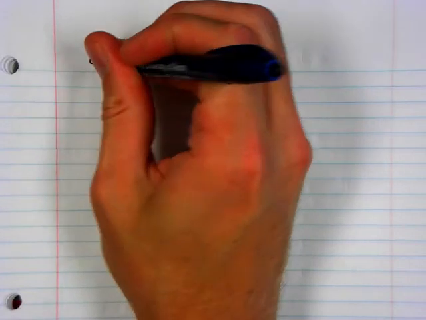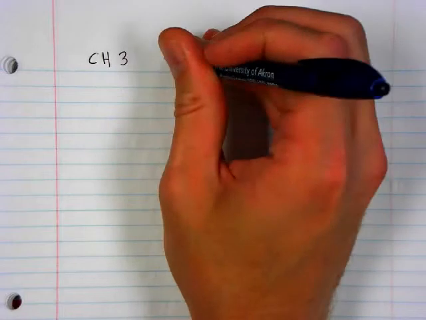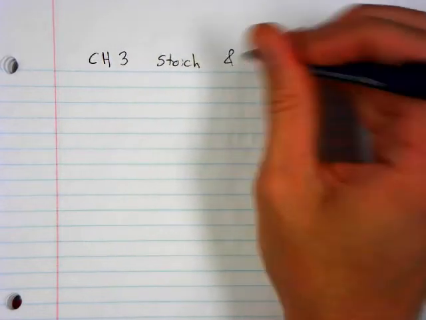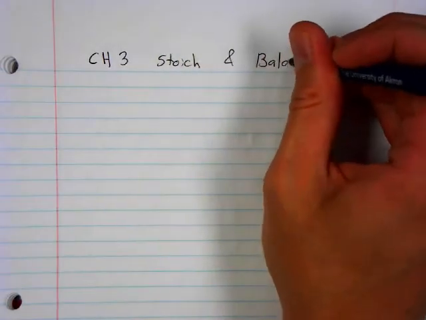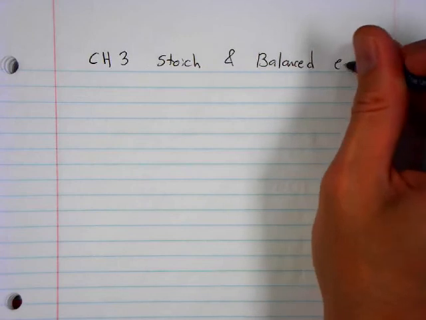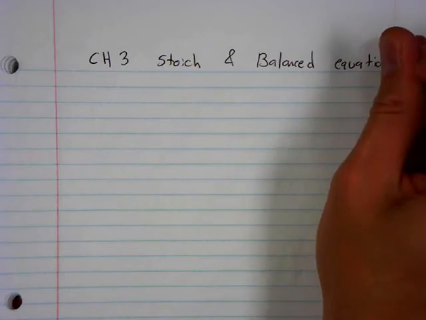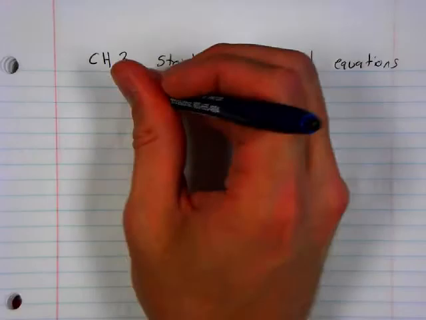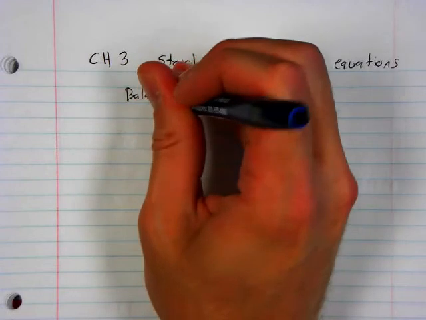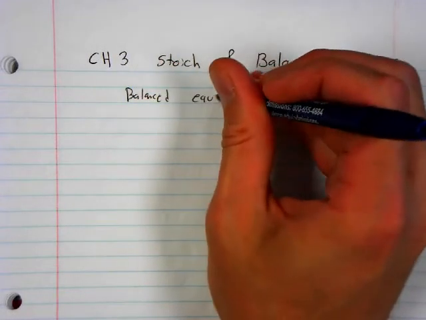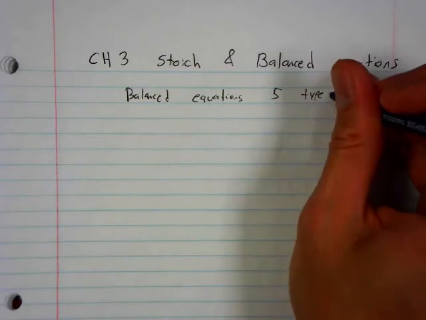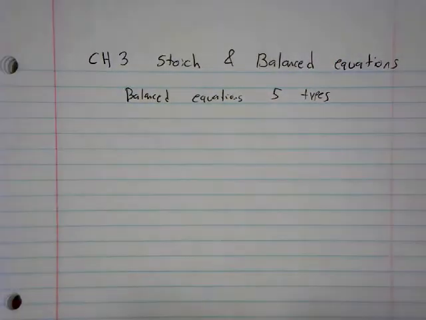This is the first half of chapter 3, which is stoichiometry. We're finally getting to real chemistry and balanced equations. I'm going to attempt to have amazing handwriting today, as you cannot see the ion equations. So let's start out with our balanced equations. For our balanced equations, there's basically five types that we learn from freshman year.